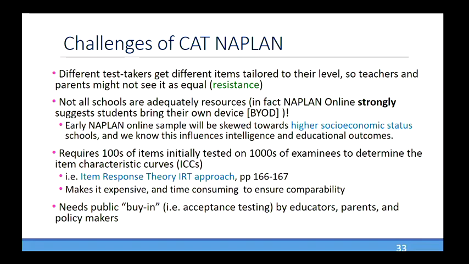It requires hundreds and hundreds of items tested on thousands of examinees to determine what we call the item characteristic curve. Remember the ICCs? It uses item response theory, IRT. As a revision, go back and have a look at page 166 to 167. That makes it expensive and time-consuming to ensure comparability. We're not sure if they're compatible yet. And it also needs public buy-in, acceptance testing by educators, parents, and in particular policymakers. So right now, the buy-in is very poor. They do not trust it.